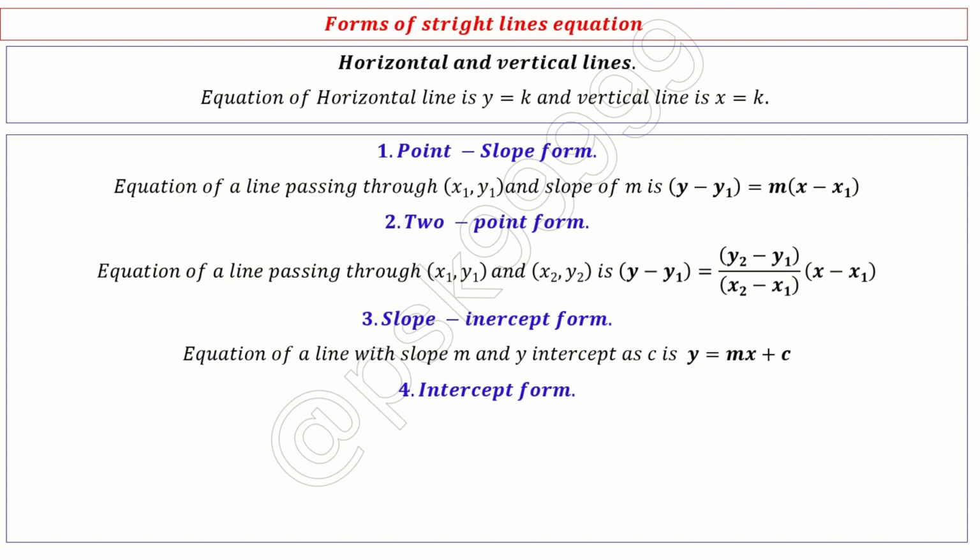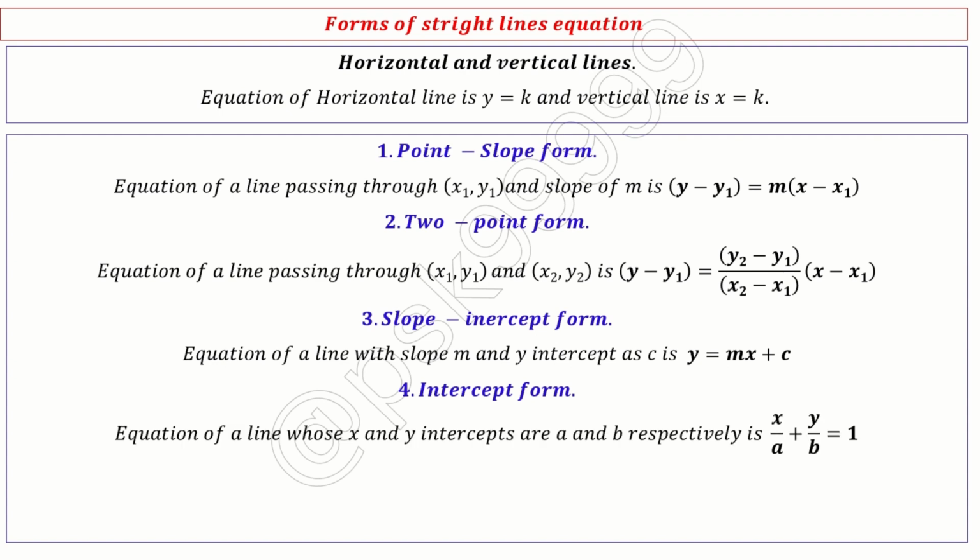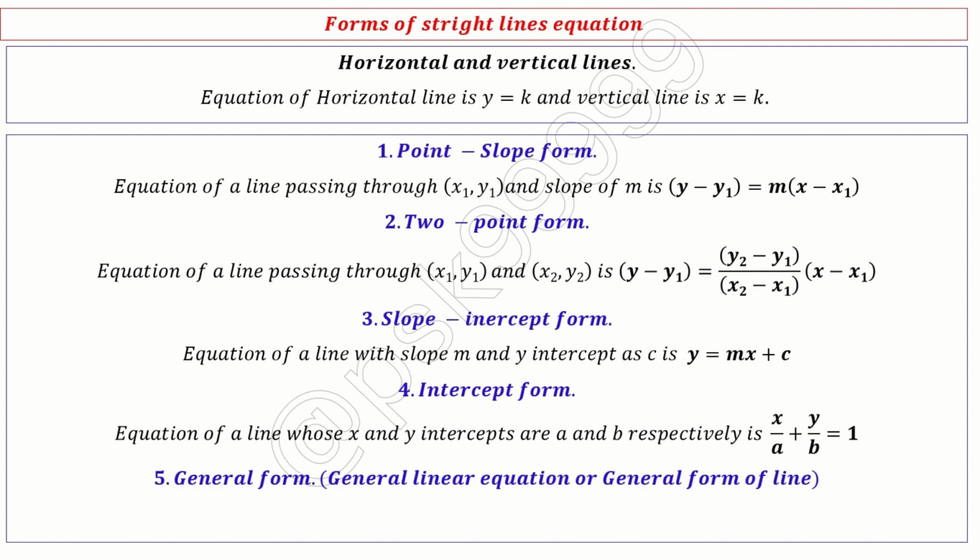Then the intercept form. You are given the x-intercept and y-intercept, which are a and b, let's say. Then the equation is x by a plus y by b equal to 1, where a is the x-intercept and b is the y-intercept. Then you have the general form, which is simply ax plus by plus c equal to 0.